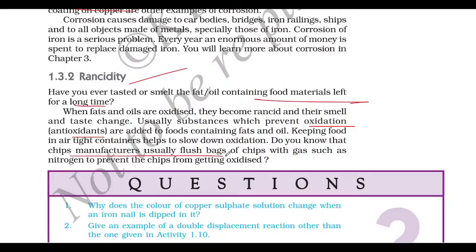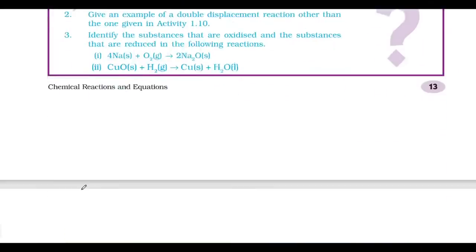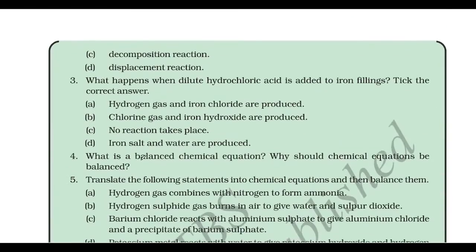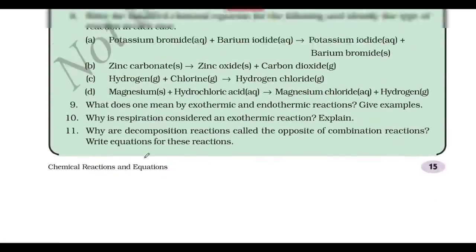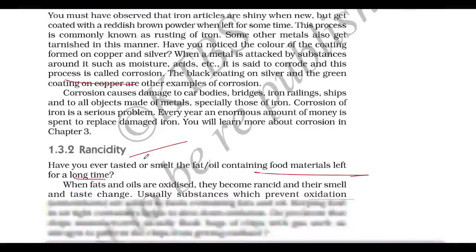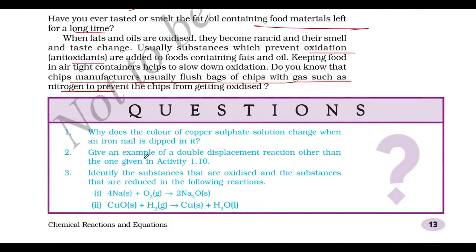Usually chips manufacturers flush bags of chips with nitrogen. Which gas is used to prevent the rancidity of chips? Nitrogen gas is used to prevent the rancidity. Students, hopefully you have understood. All these in-text questions are very important. Try to read the textbook, and if we have understood, it is very simple now to answer those questions.